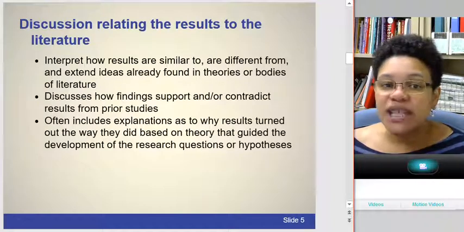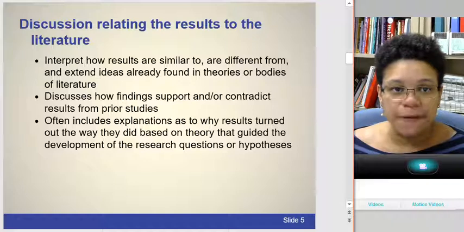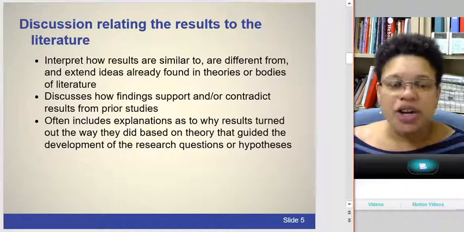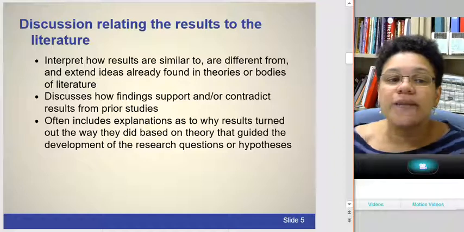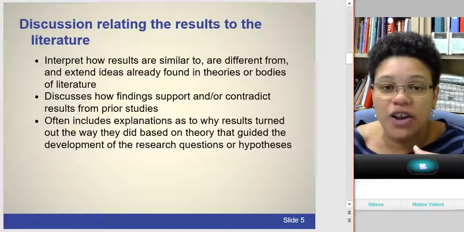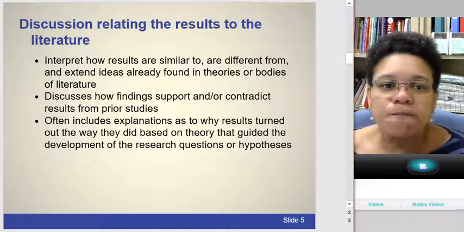Now, discussion relating the results to the literature. At the front end, we had our literature review. Now we refer back to that literature. We're going to interpret how our results are similar to, different from, or extend the ideas already found in various other bodies of literature, other papers.